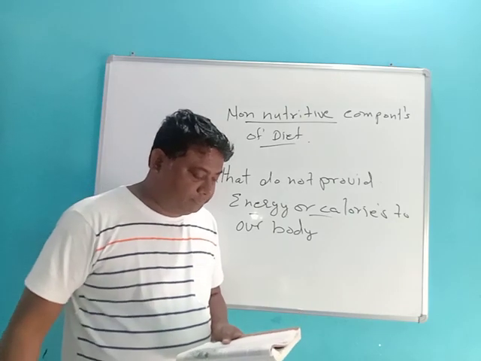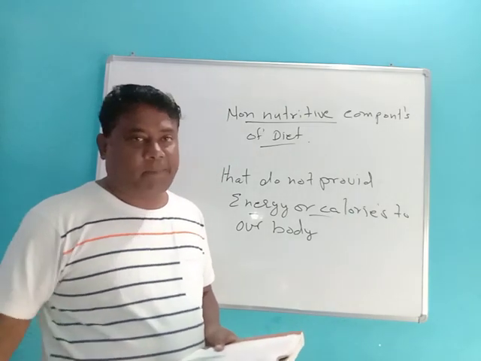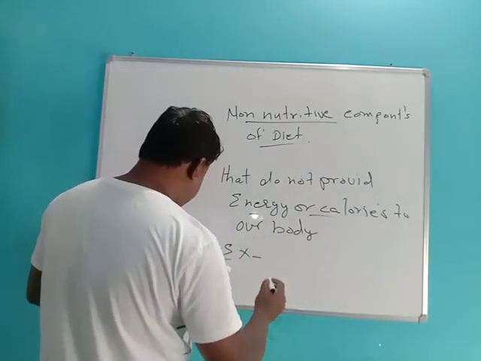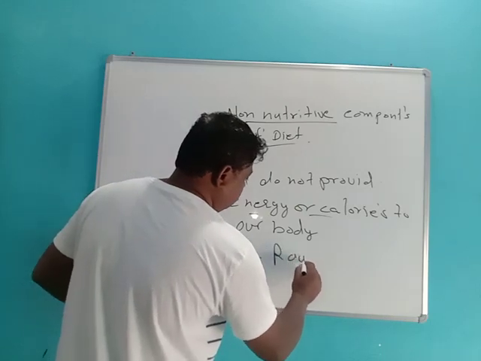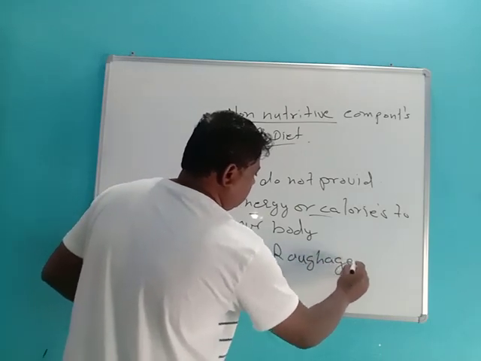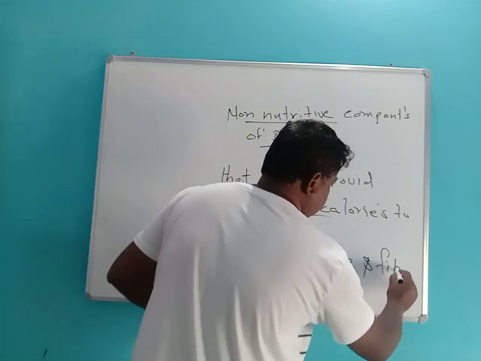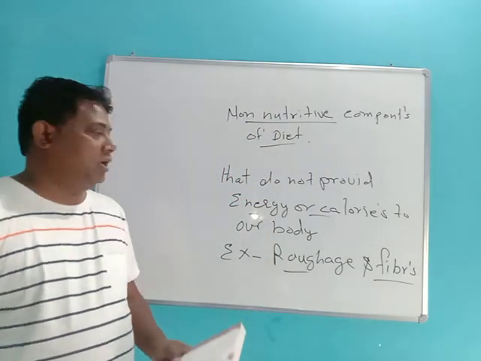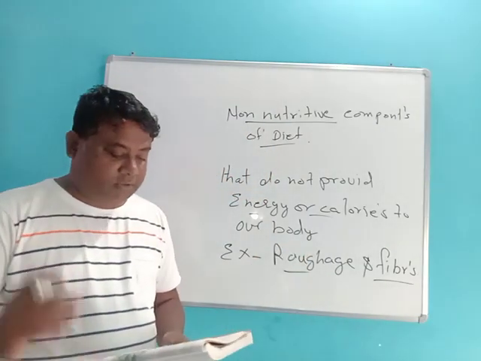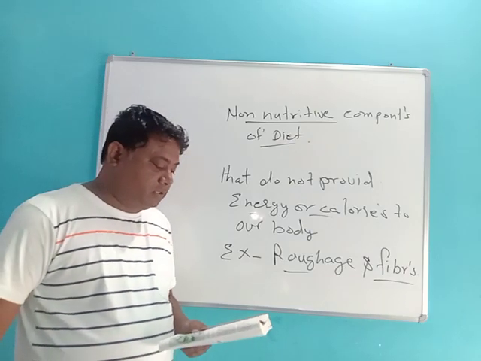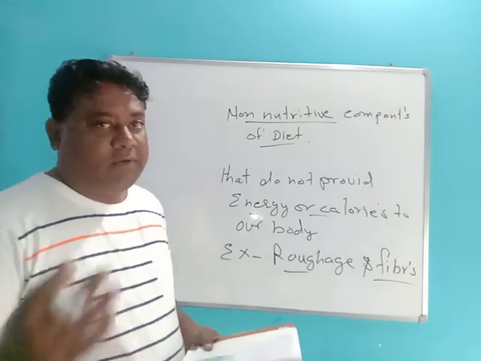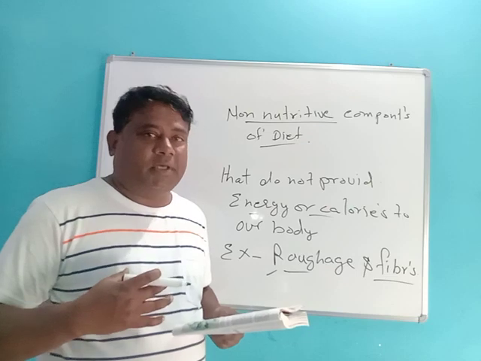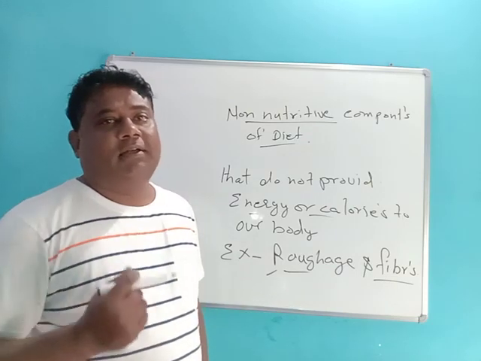For example, roughage or fibers. Roughage and fibers are examples of non-nutritive diet, because we eat them but they are not digestible in our intestine.